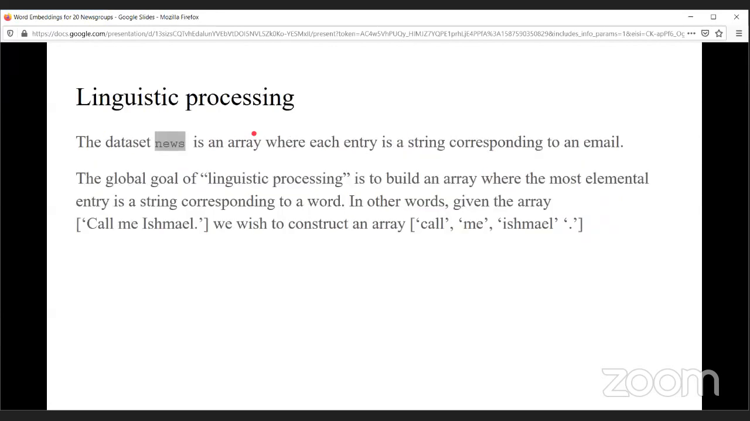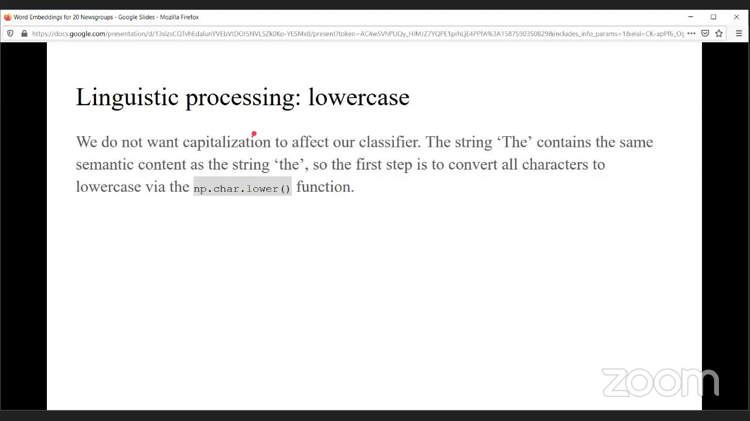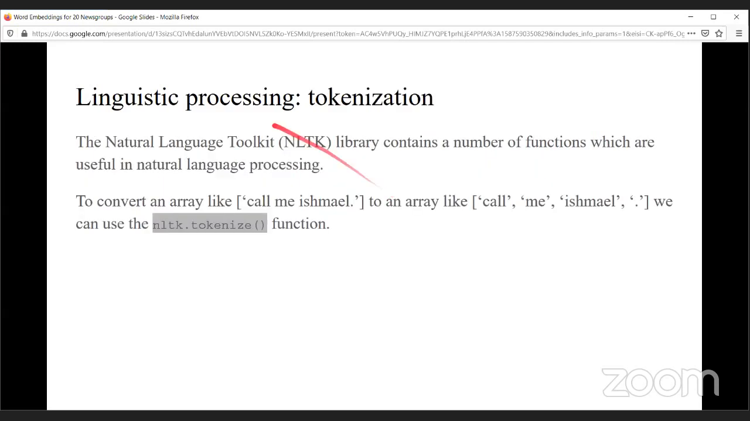The overall goal here is we start off with an array where each entry is a string, and that string corresponds to an entire email. We want to build an array where the most elemental entry is a word. So first we want to convert everything to lowercase so that the word "the" with a capital T is not treated as being different from "the" with a lowercase t. We want to tokenize. The Natural Language Toolkit is a really useful library for natural language processing, and it contains all sorts of very useful functions. We'll see a couple of them in this presentation. This tokenization function basically takes a string and tokenizes it at the word level.